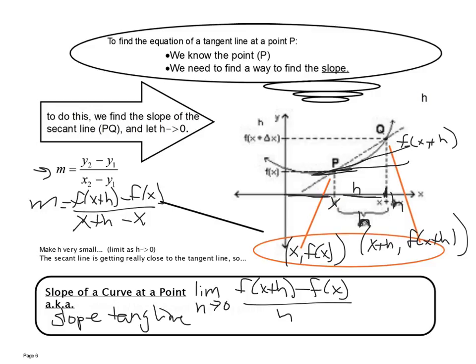Also known as instantaneous rate of change. All right, so there we go. Now, let's do some examples.